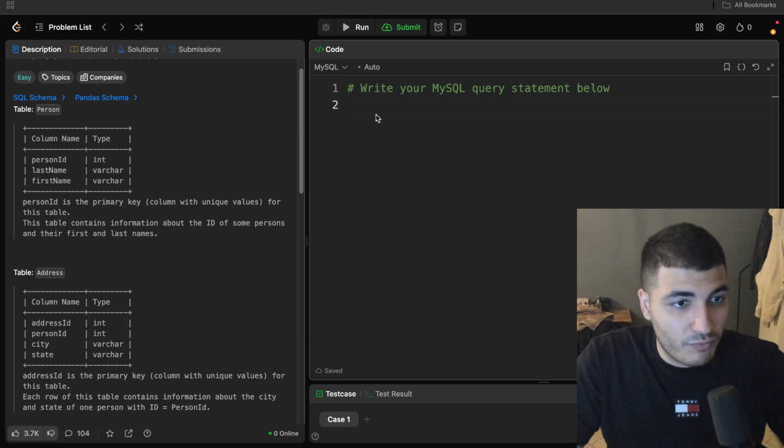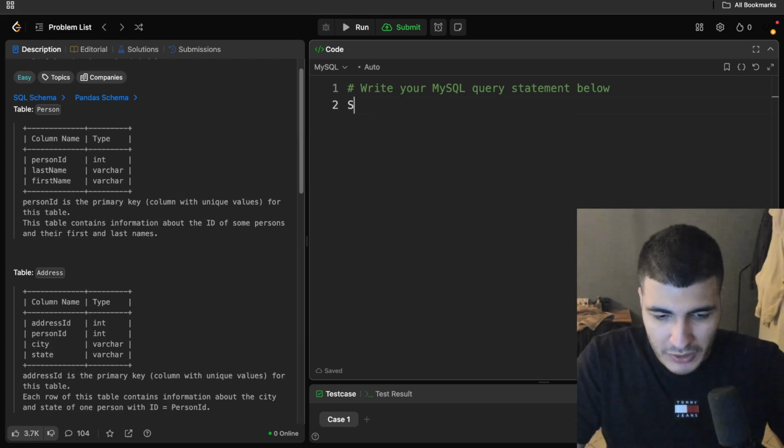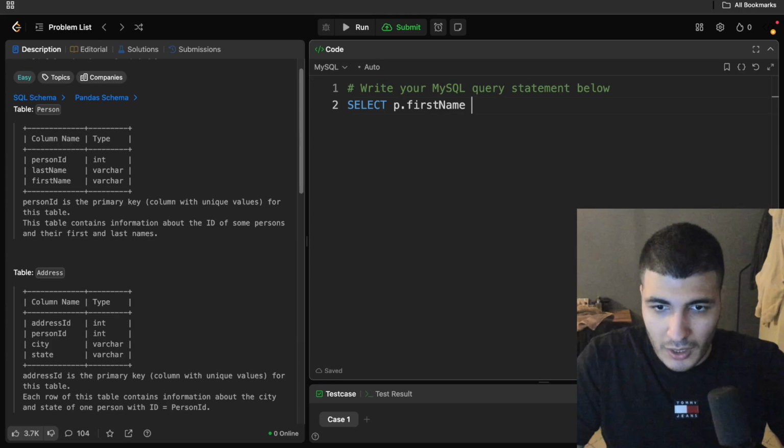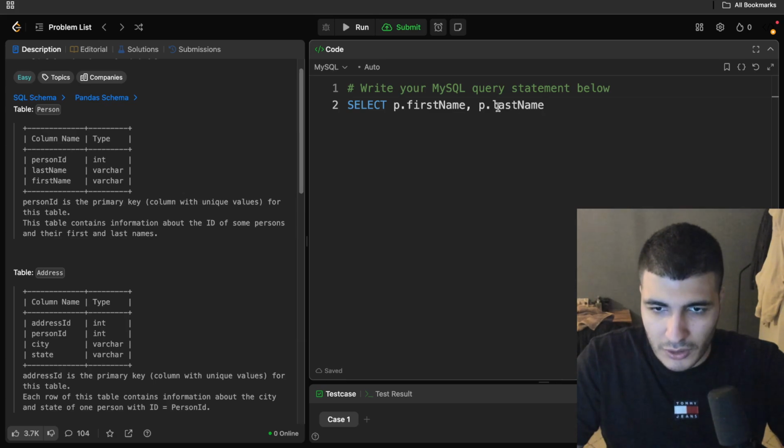I guess we can solve it in 4 lines of code. It's not a hard problem at all. So first we select first name, and also we select last name. Then we select from the address, I will make an alias a dot city, and a dot state.